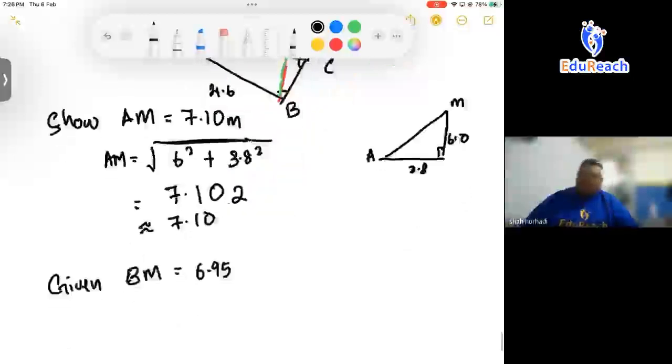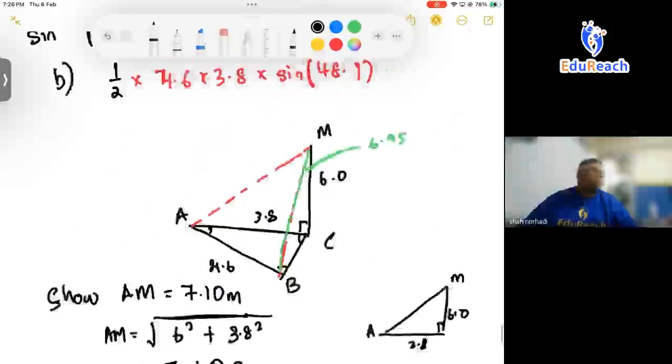Now, when we talk about angle of elevation, what do we use? 6.95, it's where? The green line. The 6 is the vertical MC. Angle of elevation, what must we use? Remember the 6-step rule. It's not the first time you write it. I'm sure you've written it somewhere. I give you time to think.